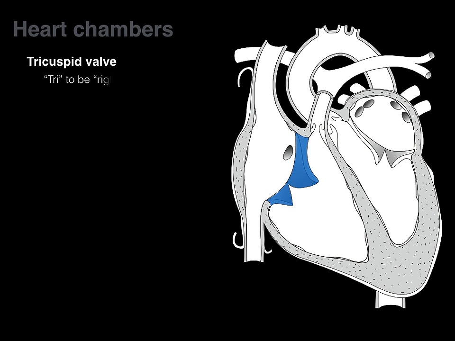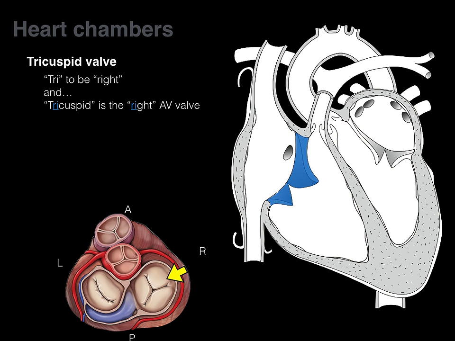that's next. The tricuspid valve, I remember this one because it tri to be right, and also tri, RI, is the RI right AV valve. Some ways to remember this. So here's a superior view of the heart with the atria removed, and the yellow arrow shows the 1, 2, 3 cusps that make the tricuspid valve. Another name for the tricuspid valve is the right AV, or right atrioventricular valve. So tricuspid valve, right AV valve, right atrioventricular valve, all synonymous.